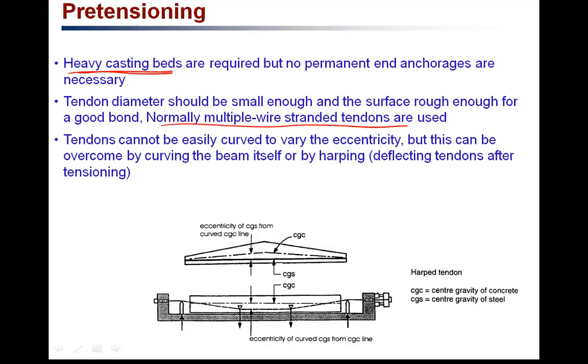And also for the pretensioning of the members, it is difficult to change the profile of the tendon. So here this is the profile of the tendon that we wanted. In pretensioning, it is usually difficult to achieve that, but we can overcome this by two methods. First method, instead of changing the profile of the tendons, we can change the shape of the concrete itself. So the tendon remaining a straight line, we can change the concrete shape itself. That is one solution. And another solution is using these deflectors.